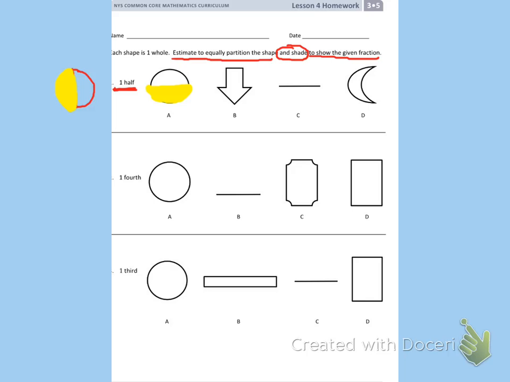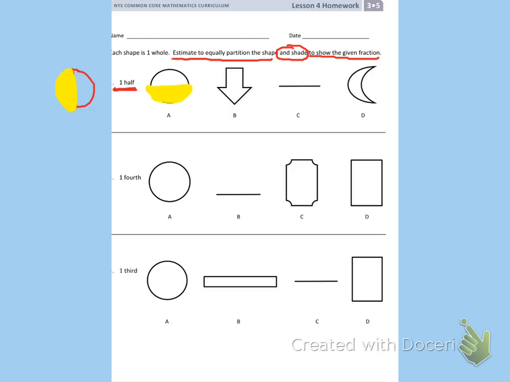Now let's go ahead and look at the arrow. There is only one way to divide this arrow in half. Remember, when you divide something in half, both pieces must be the same size and same shape. The only way to divide the arrow in half equally is by going straight down the center. Now, if you were to fold the arrow on the line, both sides would match up.